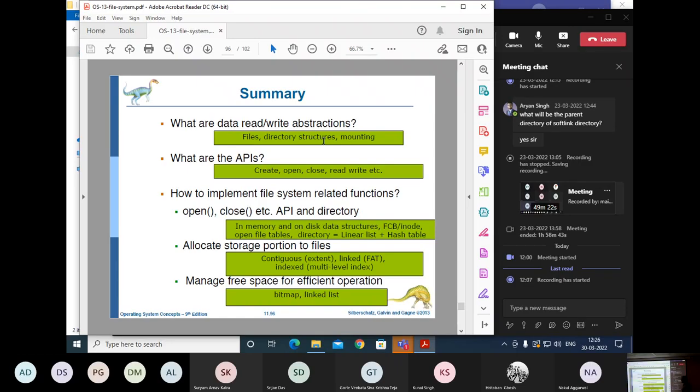And then we talked about allocating a storage portion to files. We talked about contiguous, linked list, and multi-level or indexed files. And then we talked about the sub-flavors of that. To make contiguous faster, you use extents. To make linked list faster, you use FAT.